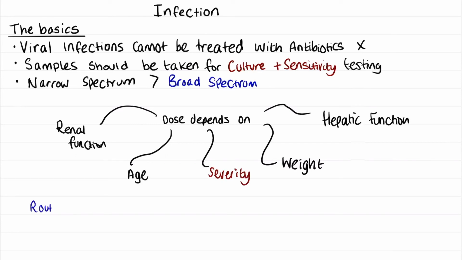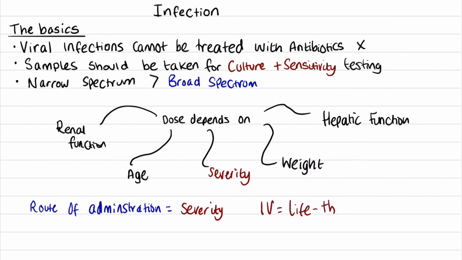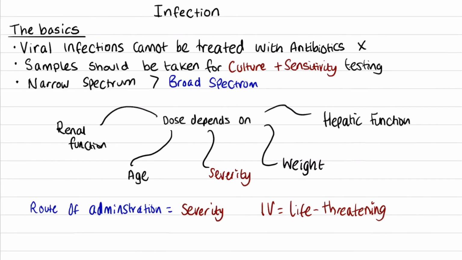Now, the route of administration will depend generally on the severity of that infection. And of course, generally we'll give IV for life-threatening infections because they have a higher bioavailability.